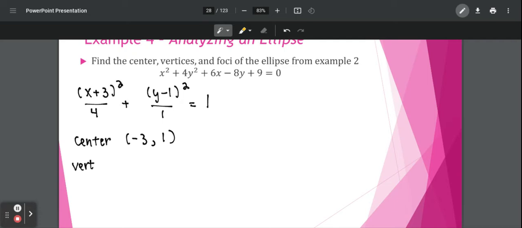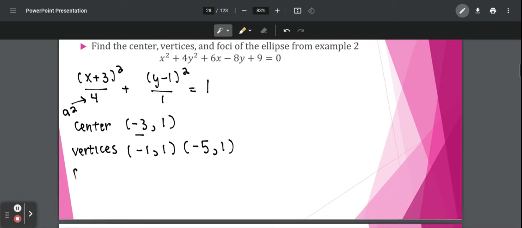The vertices are on the x-axis, so we have to take that a squared, which means we're going to add and subtract a to this x value. So if we added 2, we would be at negative 1, 1. And if we subtracted 2, we'd be at negative 5, 1.